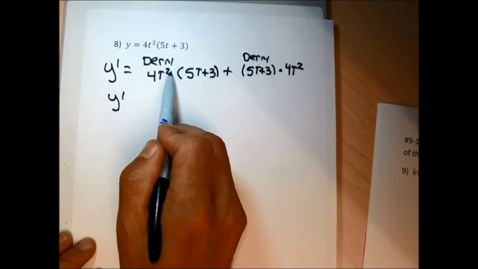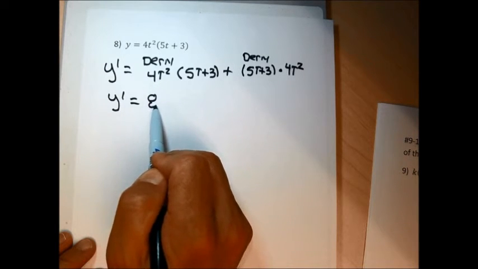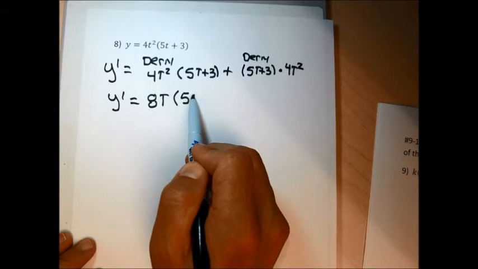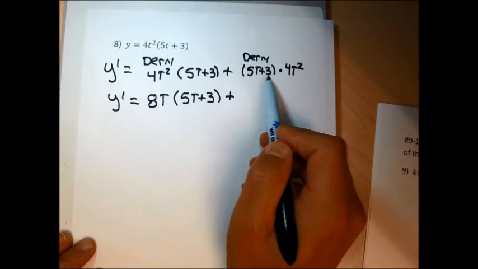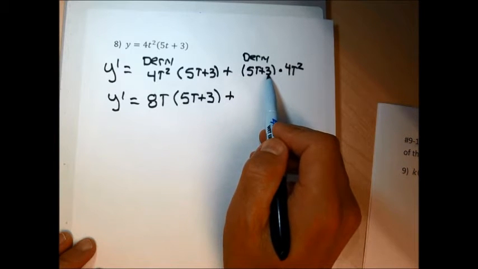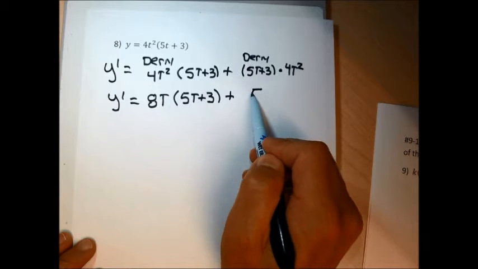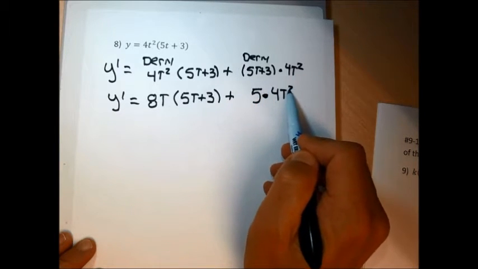The derivative of 4t squared is just 8t. You multiply the 2 times the 4 and get 8. You lower the exponent by 1 and get 8t to the first. So the left half, you get 8t times 5t plus 3. The derivative of this next parenthesis, the derivative of 3 is 0. The derivative of 5t is 5. So the next piece, you get 5 times 4t squared.